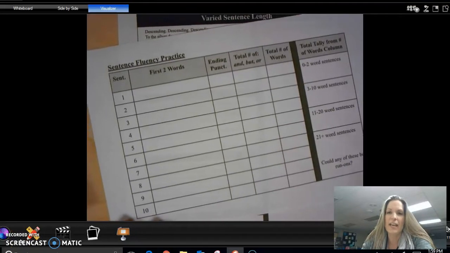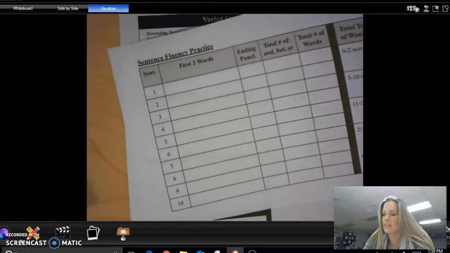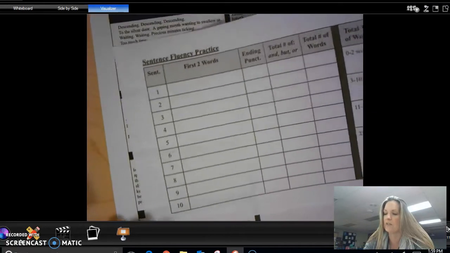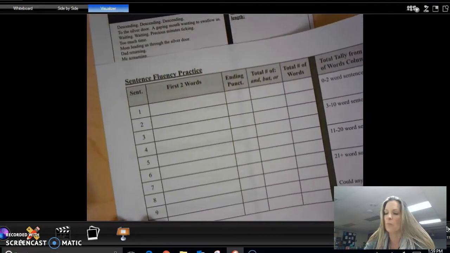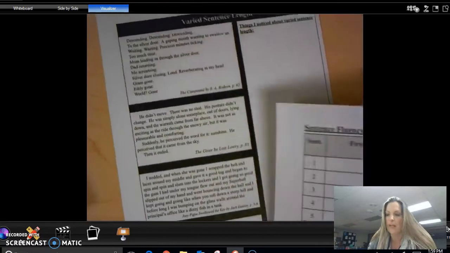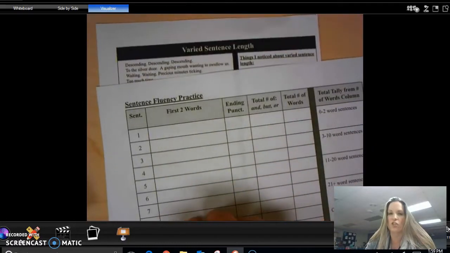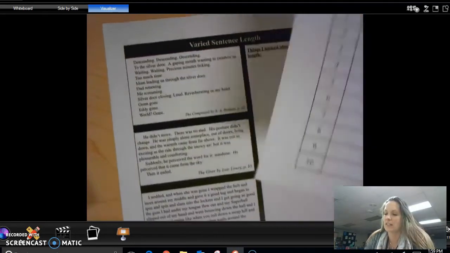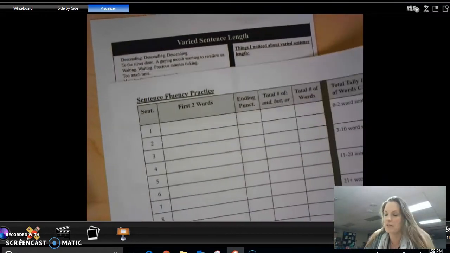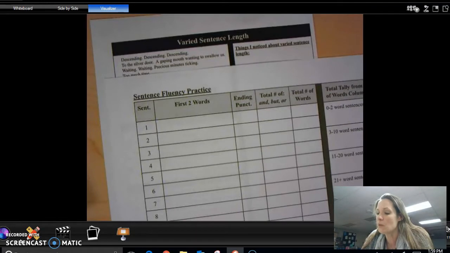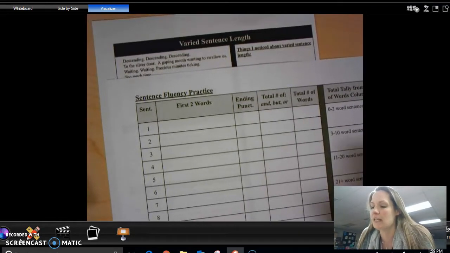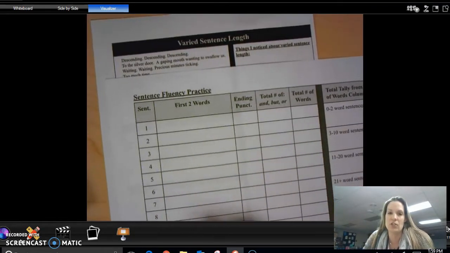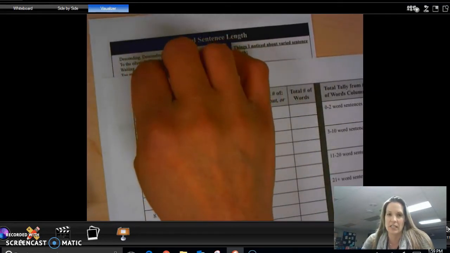Today we're going to take a look at sentence fluency and how to recognize or identify what you're doing as a writer. You're going to need these two texts. There's a chart that you're going to need as well as the varied sentence length passage that has a bunch of different examples on here of sentence lengths. And what we're going to do first is practice using this sentence fluency chart with the text that's provided here.